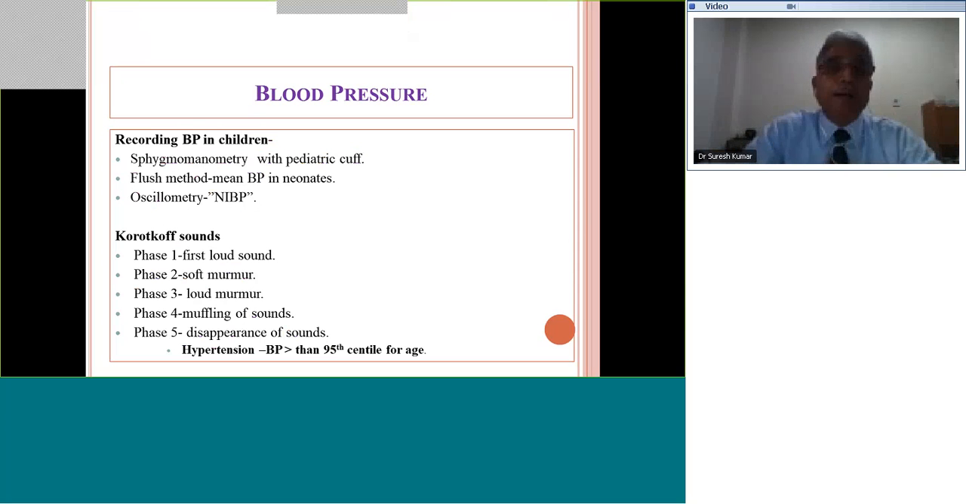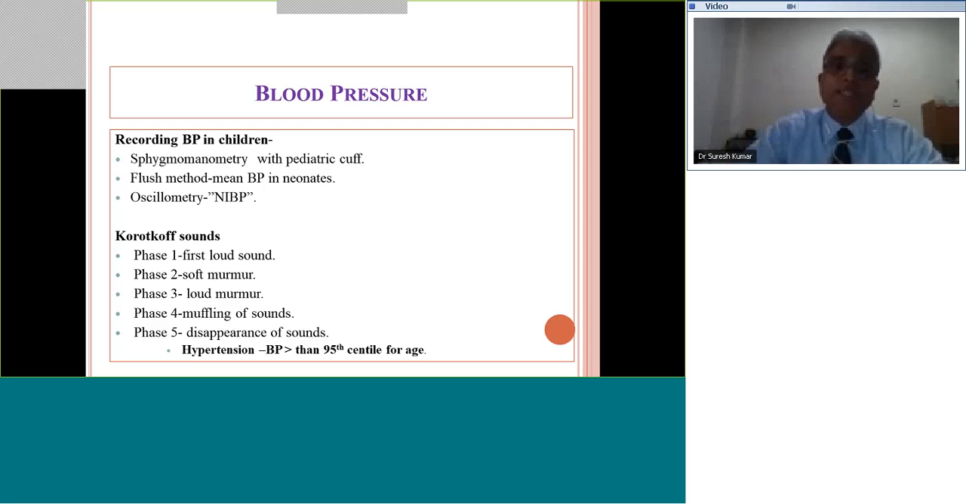Remember, our sequence is pulse, blood pressure, and JVP. So having finished the pulse, you move to blood pressure. Recording blood pressure in children, there are different techniques. A sphygmomanometer with an appropriate pediatric cuff. The cuff specifications and all I'm not entering into. There is enough readily available literature on that.